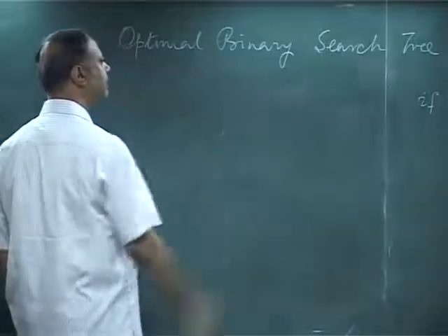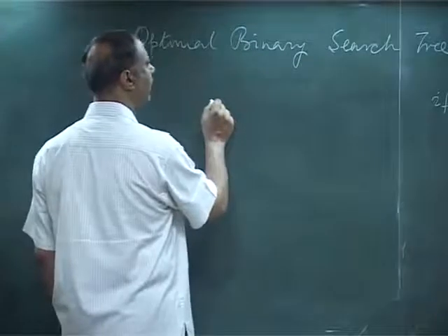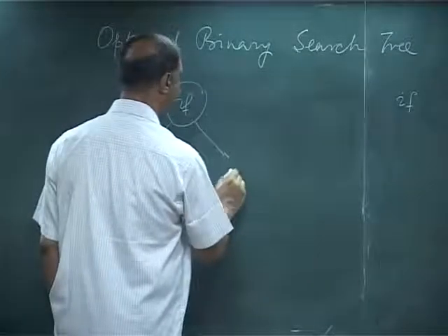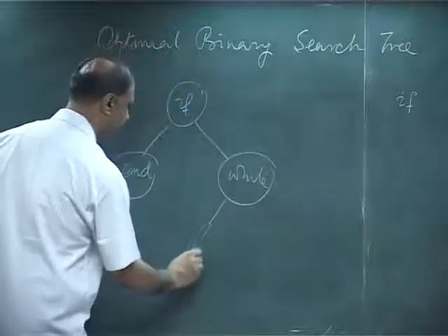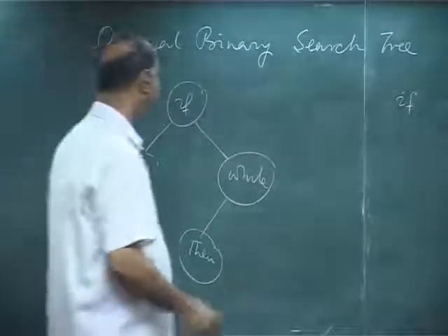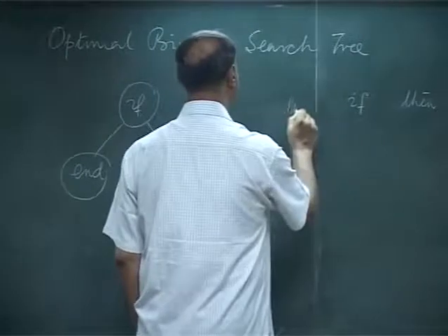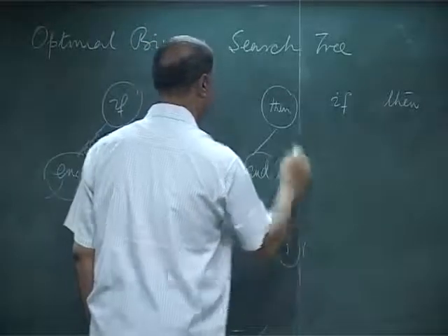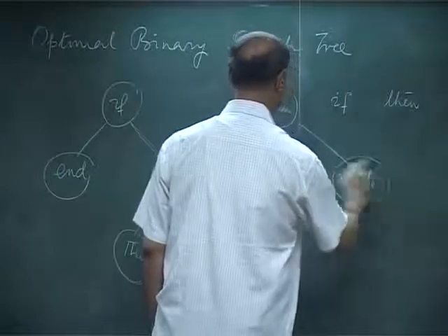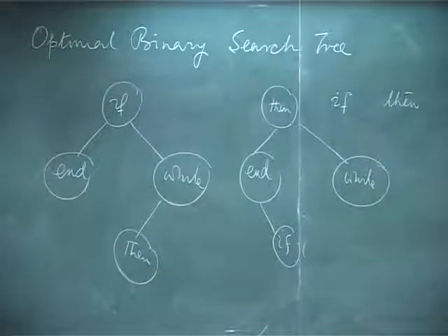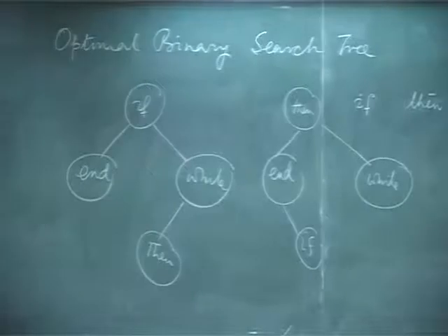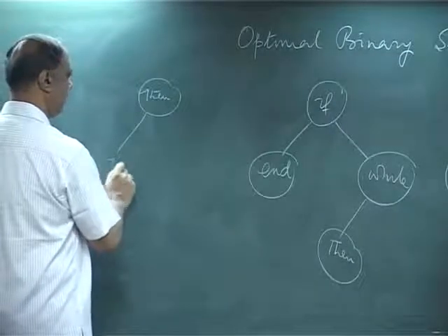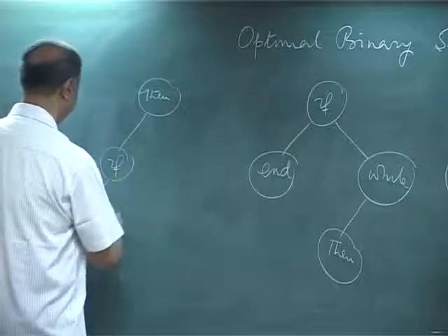So I can arrange them in the form of a binary tree. Say for example, if I write if is the identifier first, and this side will be and, this side it may be while, and this side it may be then. Another one could be, I want to put here then, this side it is and, this side it is if, and this side is while. Another way I can put is that it can be say then, and this side it is if, this side is and, and this side is while.